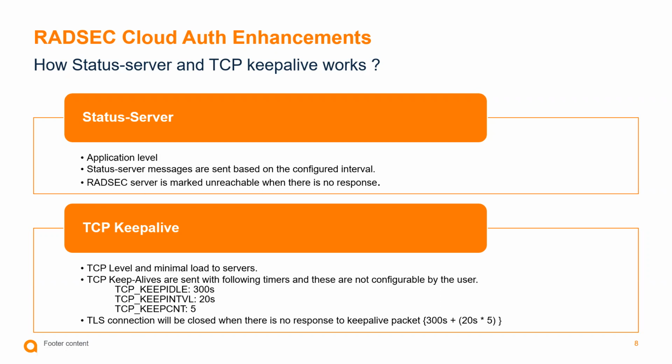So what happens if the TCP packets are not received and the tunnel is idle? Our TLS connection will wait for 300 seconds and then start sending the TCP keepalive packets every 20 seconds, 5 times. After that, if there is still no response from the other end, the RADSEC servers, the TLS connection will be closed. So it takes around 300 seconds plus 20 times 5, which is 400 seconds of no response from the RADSEC servers, after which our TLS connection will be closed.